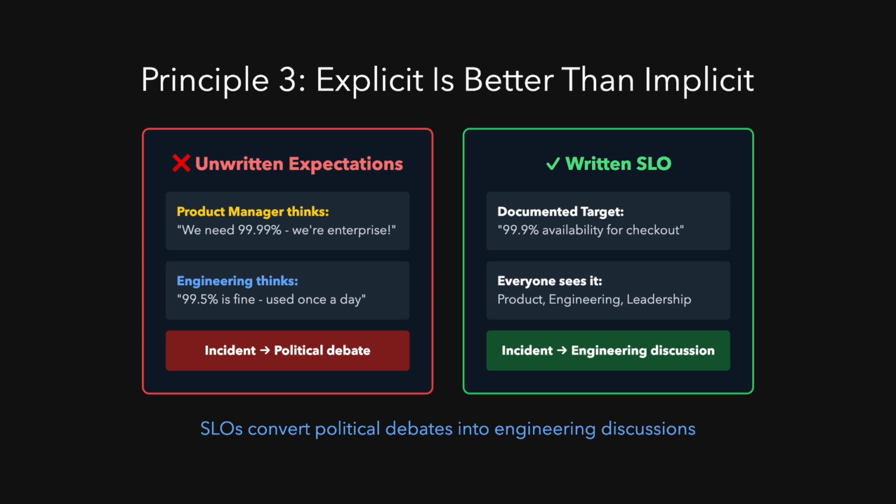You write down, we commit to 99.9 availability for the checkout flow. Everyone sees it. Product, engineering, leadership. Now, when an incident brings you to 99.85%, it's not a political debate. It's math. You violated your target. Learn why, improve, and move on. So, SLOs convert political debates into engineering discussions.